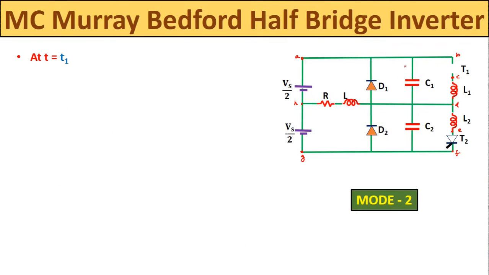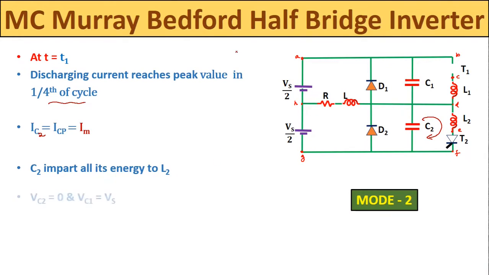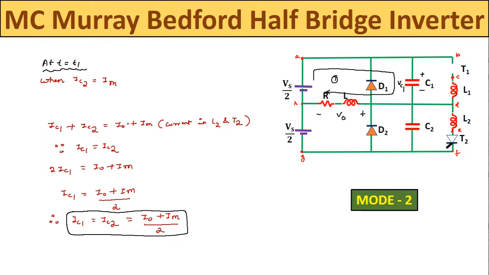Now we will study the next instant at time t is equal to t1. The discharging current in this path consisting of C2 capacitor, L2 inductor and T2 thyristor will reach its peak value in the 1/4 of the cycle. So when the capacitor current reaches its peak value, which is the capacitor 2 current, it will be equal to ICP, and it is taken as maximum current Im at the peak value. That means all of the energy stored in the capacitor will be imparted to L2 inductor. That means the voltage across the capacitor becomes 0. Vc2 will be equal to 0, and at this instant the voltage across the C1 capacitor will become equal to Vs.